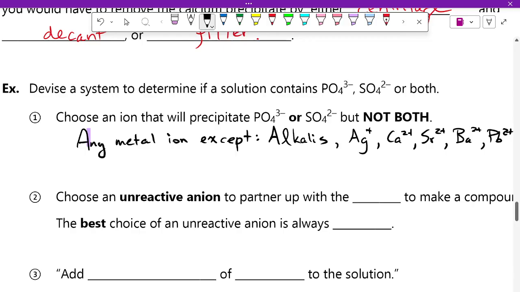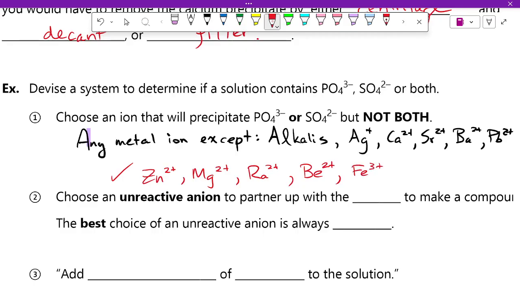So yes, we could use zinc. Yes, we could use magnesium. Radium. Beryllium. Iron. Anything, etc., etc. Which one would you like to pick? Gold? Au3+. Let's make it very expensive.